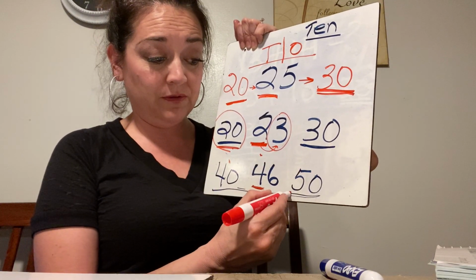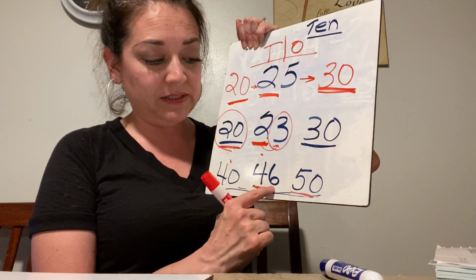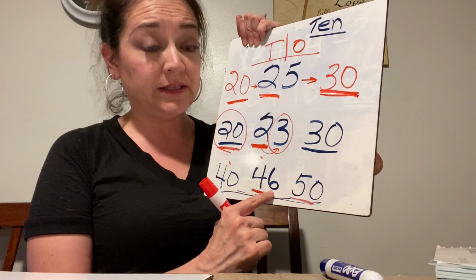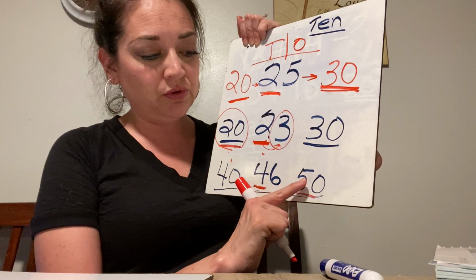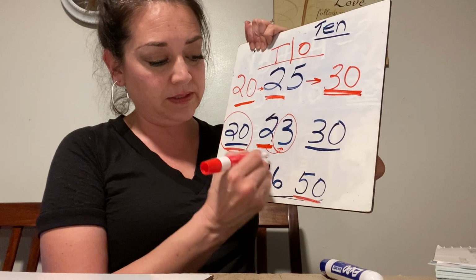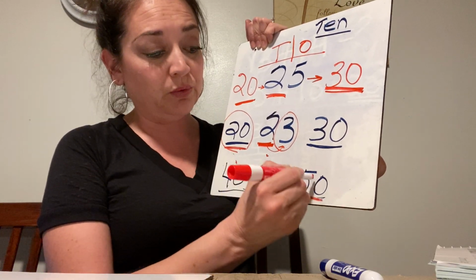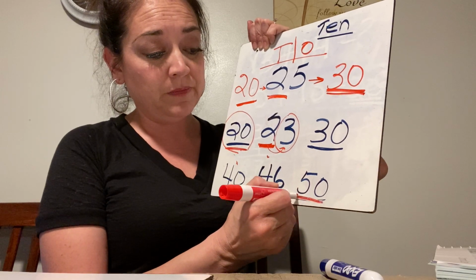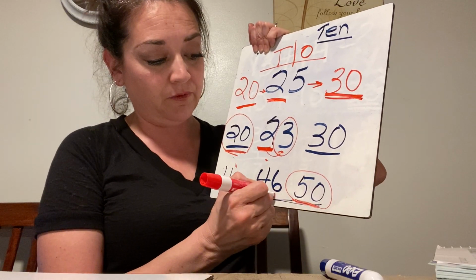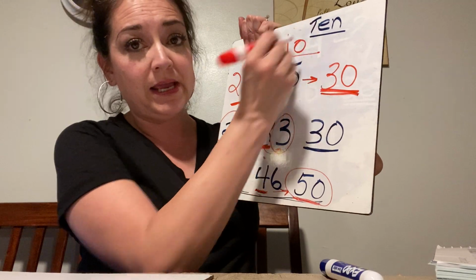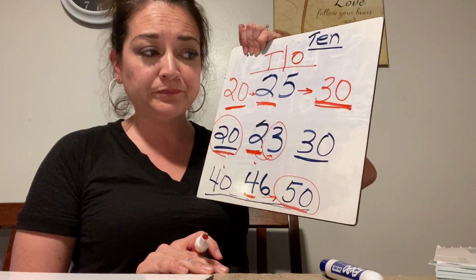Right, this one's closer to 50 because in the ones place, it's 5 or higher, it's a 6. So it's inching closer towards 50. So if we were to round this number, 46, we would round it up to 50. This would be the rounded number for 46 to the nearest tens place. Okay? So we have a couple of worksheets to do.